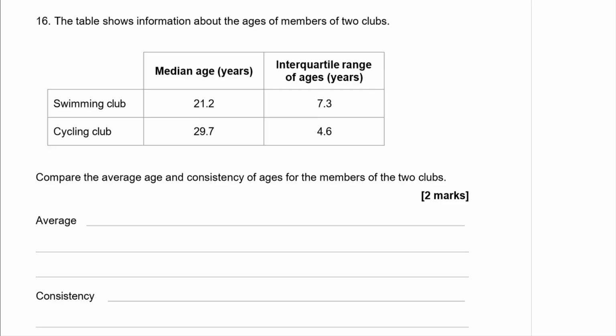Question 16. The table shows information about the ages of members of two clubs. So we've got the swimming club and the cycling club. Swimming club, the median age of the members is 21.2 years and their interquartile range is 7.3. And the cycling club, their median age is 29.7, so slightly older, and their interquartile range is 4.6, so that's slightly narrower. Compare the average age and the consistency of the ages of the members of the two clubs.